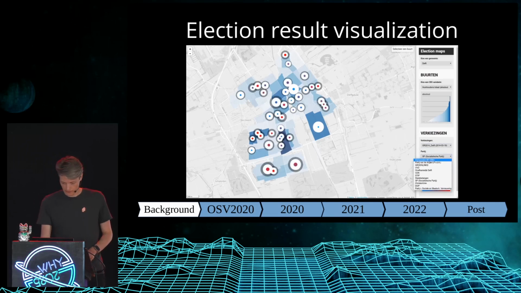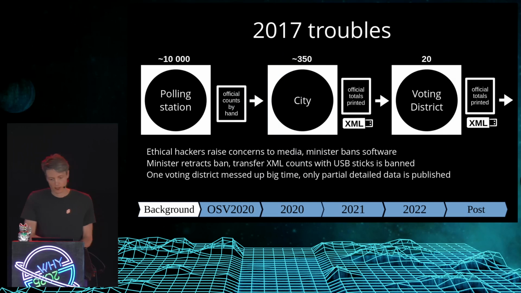Yeah. So then 2017 came, and there were some troubles. The software used is mainly document generating software, and these documents can get really large, like more than 100 pages. And it's not used at the polling stations, those are more than 10,000, but it's used at every municipality.